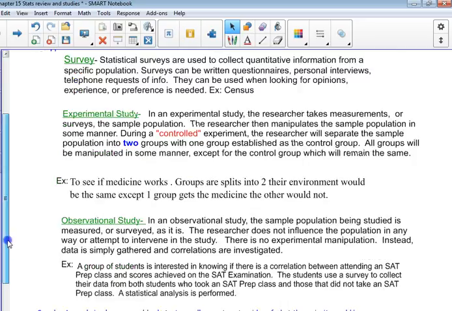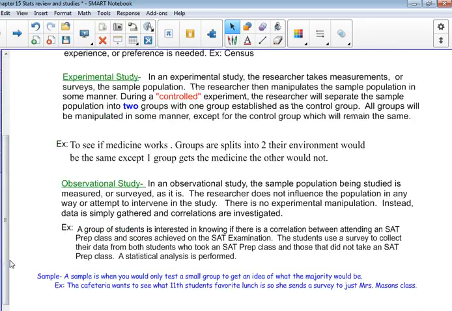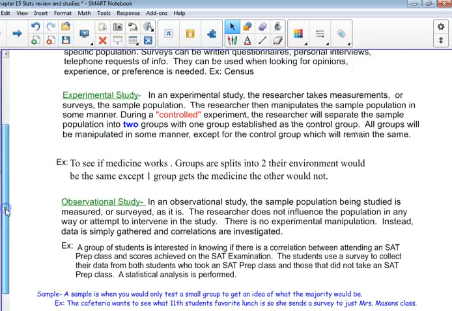So surveys you guys kind of see a lot of. This is a big one, an example of an experimental study. You guys probably see this in science a lot, dealing with a controlled experiment. Has anyone ever heard that word? Yeah. Controlled experiment. So in an experimental study, basically, you're testing out something.